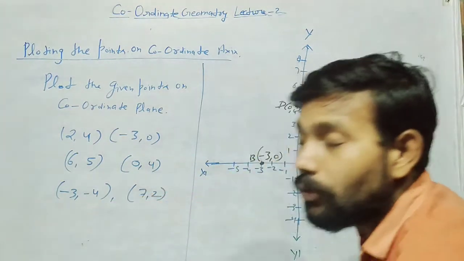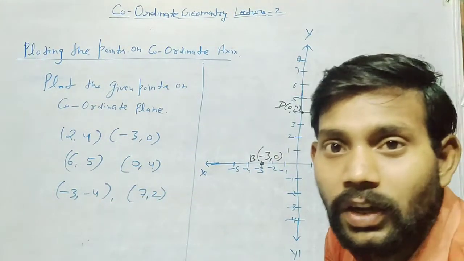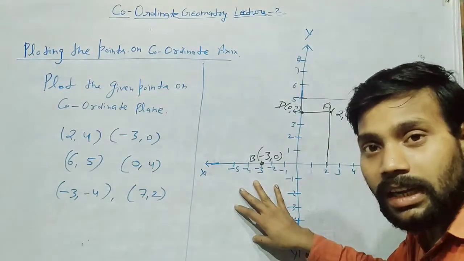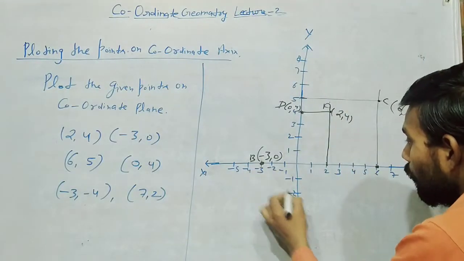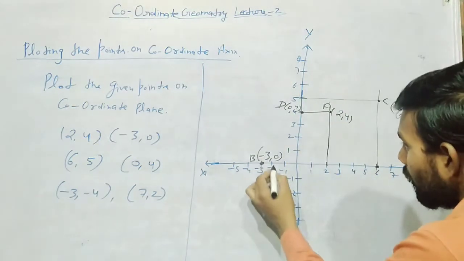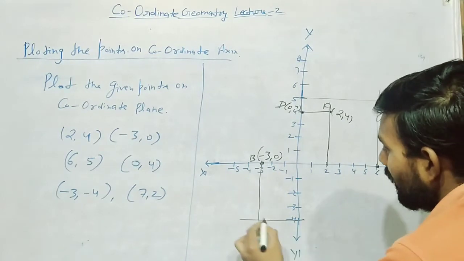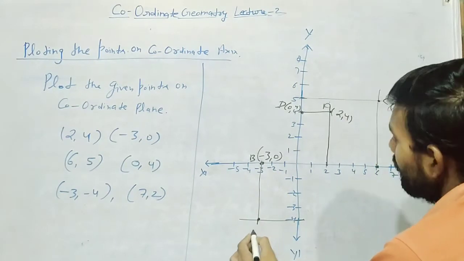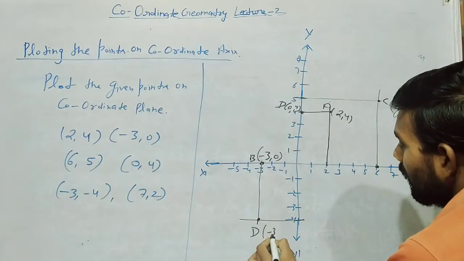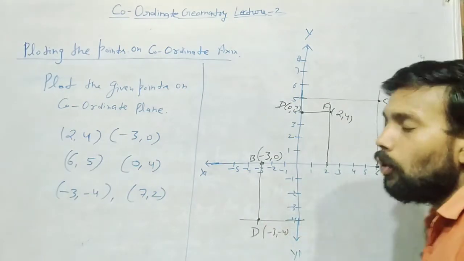Minus 3, minus 4. X and y both are negative, so it lies in the third quadrant. X is minus 3, y is minus 4. This is minus 3, this is minus 4. It cuts at this point, and the coordinate is minus 3, minus 4.